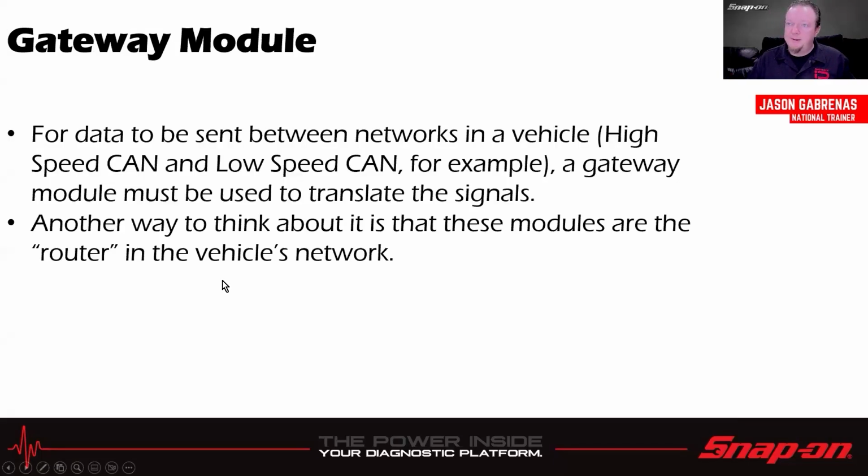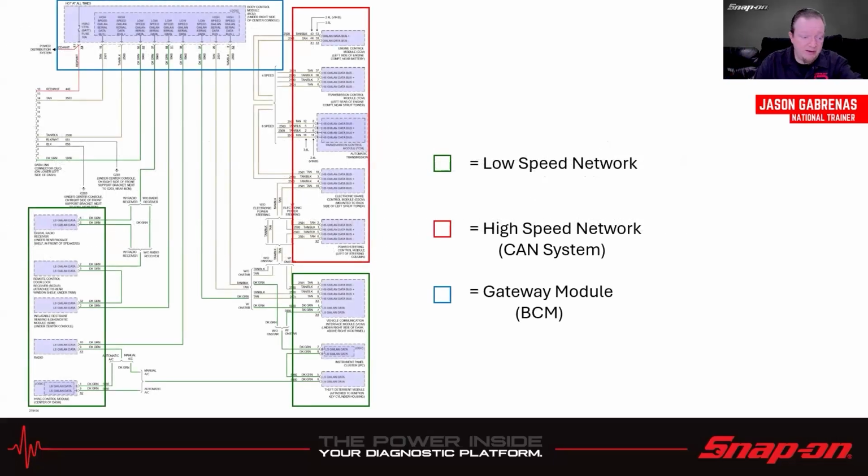Now, for data to be sent between networks in a vehicle, like high-speed CAN and low-speed CAN, or CAN to LIN, or whatever it might need to be, a gateway module must be used to translate the signals between them. Another way to think about that is like they are a router on the vehicle's network. So if you think about your Wi-Fi router or regular router at your shop or your home, it directs the signals where they need to go. So this does the same thing. This is not to be confused with the secure gateway modules that they've had over the last few years that like Chrysler came out with in 2018.